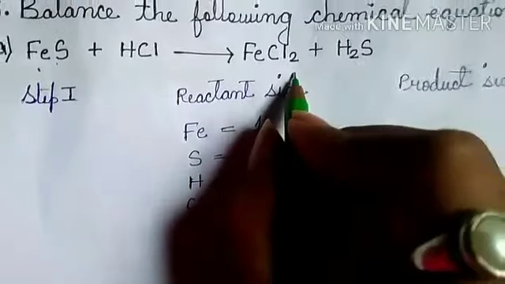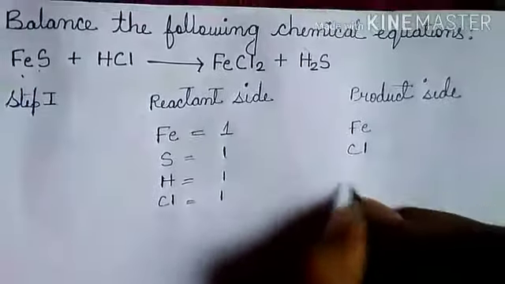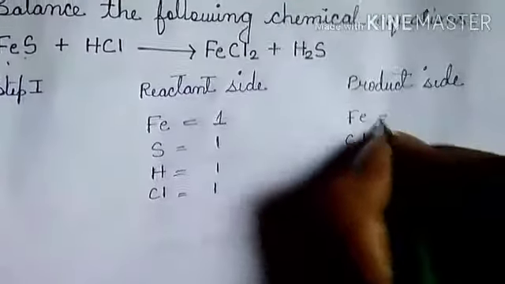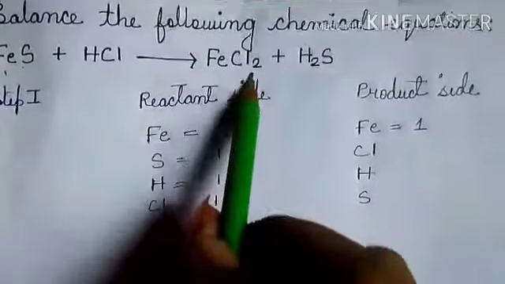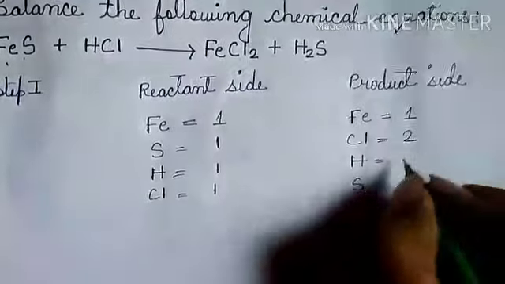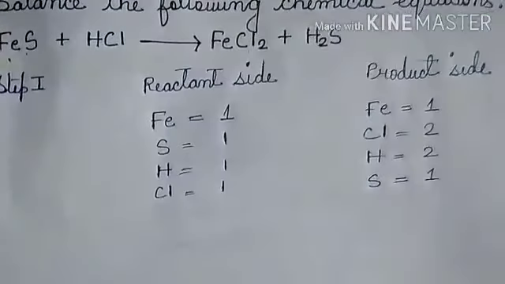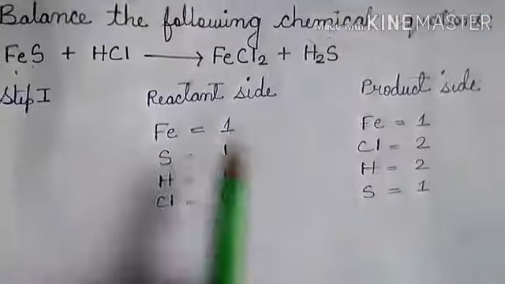Now we will see the product side: Fe and then Cl, chlorine, hydrogen and sulfur. Now we will see how many Fe are there. Iron 1. How many chlorine atoms? 2. And how many hydrogens are there? 2. And how many sulfur? 1. Here Fe is balanced. Sulfur is also balanced.